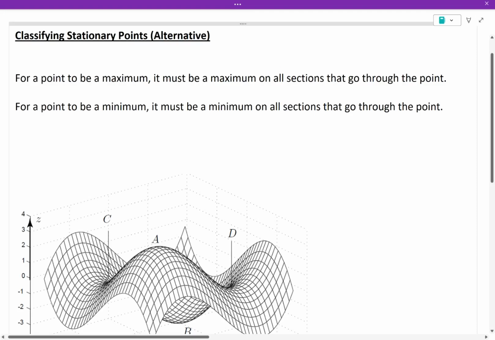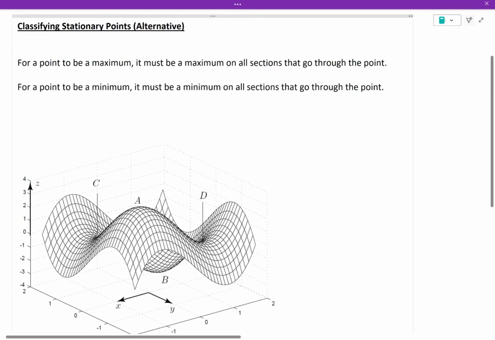In this video, we're going to look at an alternative way of trying to rule out a stationary point as a maximum and a minimum, and then concluding it's probably got to be a saddle point. So for a point to be a maximum, it must be a maximum on all sections that go through the point. Similar applies for minimums. It must be a minimum on all sections that go through the point. Now, what do I mean by that?